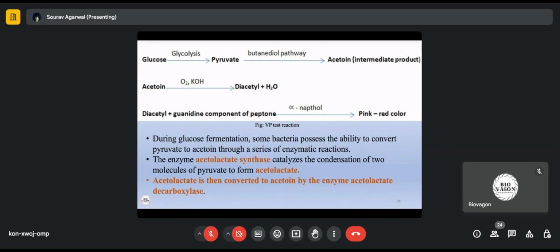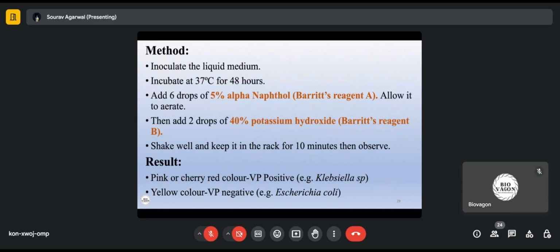So first, two molecules of pyruvate will be used by acetolactate synthase to produce acetolactate. Then acetolactate will be converted to acetone using acetolactate decarboxylase. So here you are checking if your microorganism has these enzymes and is able to convert pyruvic acid to acetone. Now, first I'll explain the method, then I will go to the reactions.